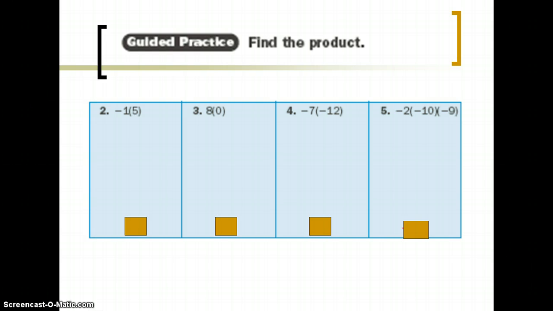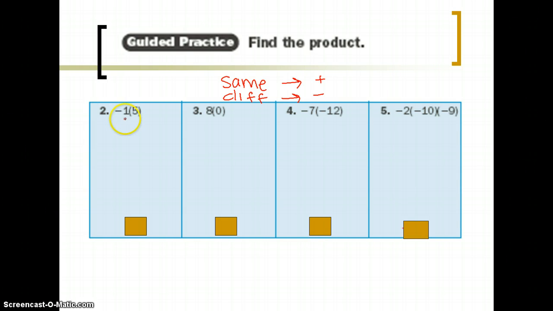For number 2 through 5, find the product. Remember, same sign equals a positive answer. Different sign equals a negative answer. Number 2. Please pause the video if you have not done so already.